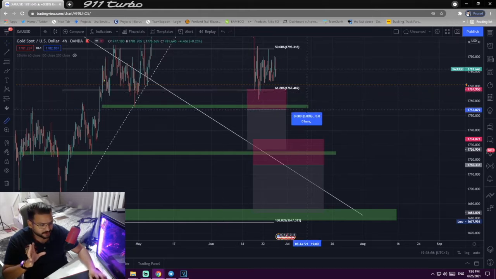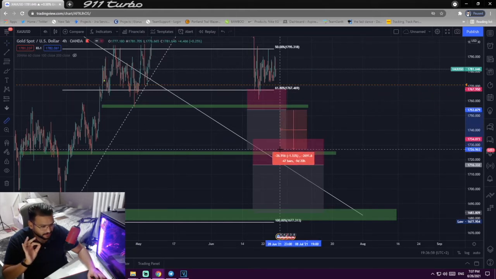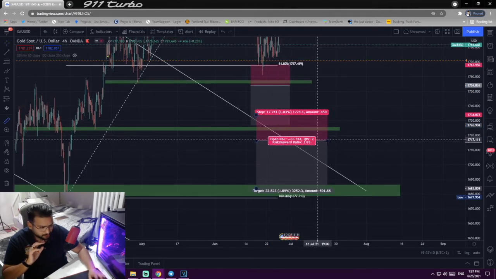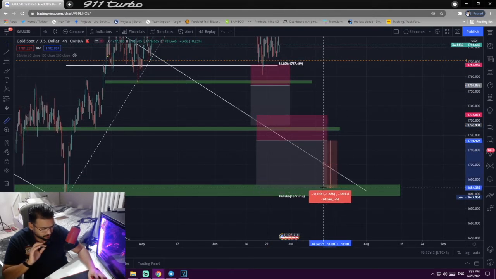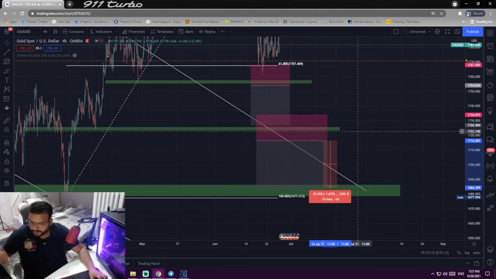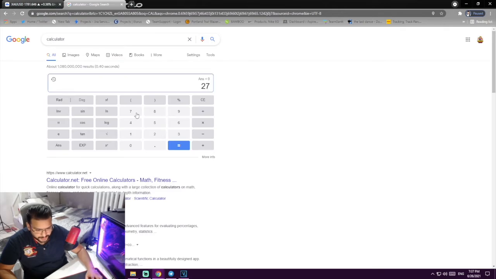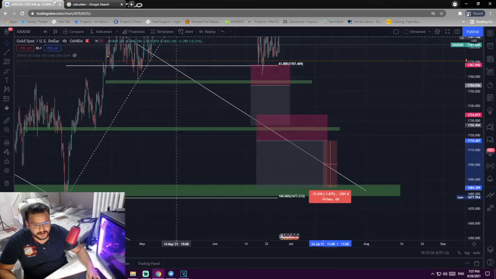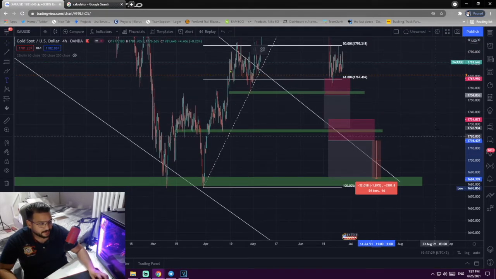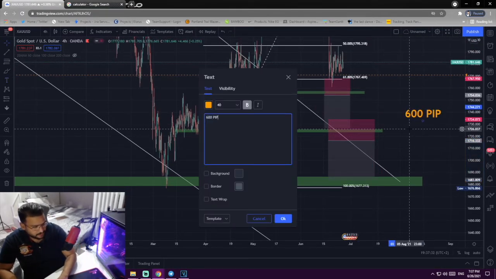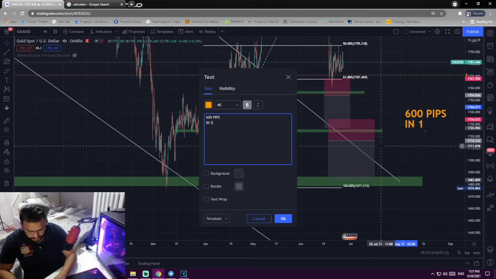So if we measure from here to here, that's 270 pips, from 1753 to 1734. And then from here to here, that's 320 pips. So 270 plus 320, how much is that? Let's go to the calculator because I'm brain dead. So 270 pips plus 320 pips, that's 500, 600. Let's say 600 pips on gold. So you can make 600 pips on gold in 1 to 2 weeks.